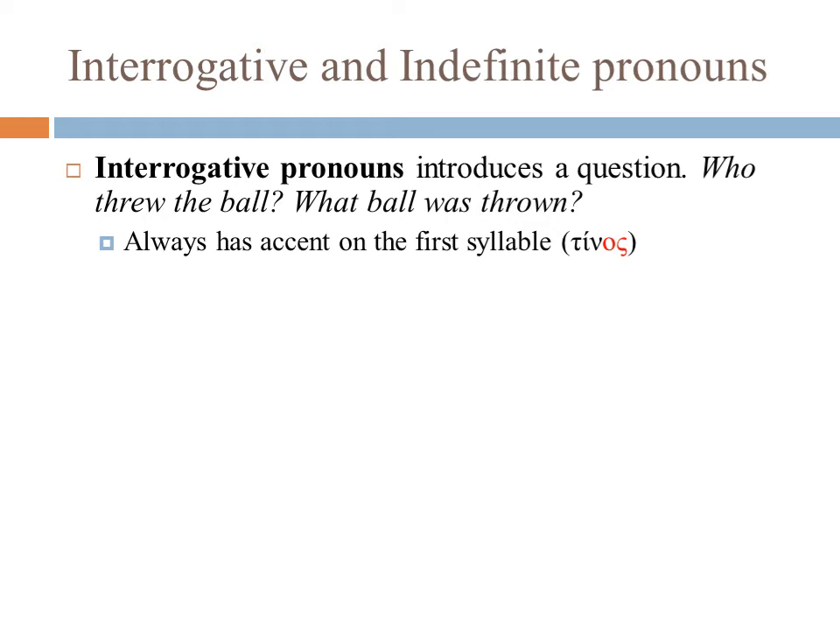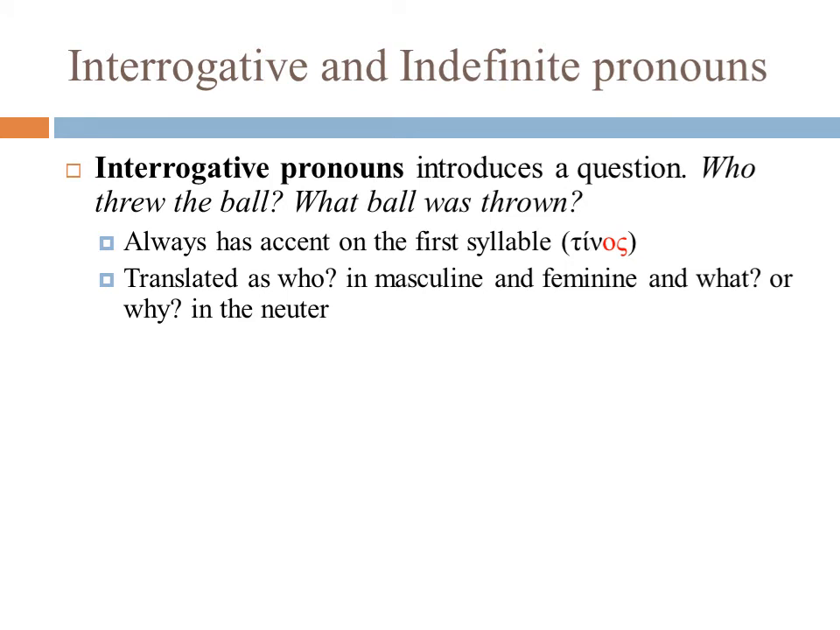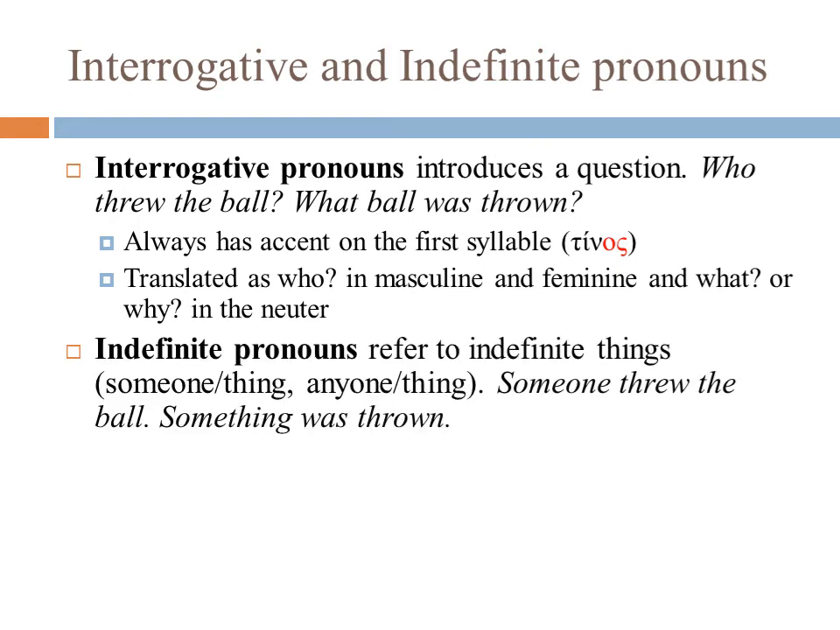Now, in Greek, the accent in an interrogative pronoun is always on the first syllable. If it is on the second syllable, it is not an interrogative pronoun. It is translated as who in the masculine and feminine, and what or why in the neuter. Indefinite pronouns are just what they sound like. They are indefinite, and they refer to indefinite things. Someone, something, anyone, anything. Someone threw the ball. Something was thrown.